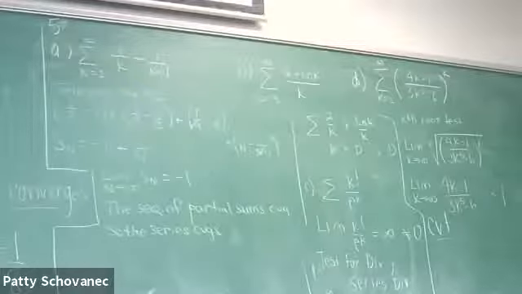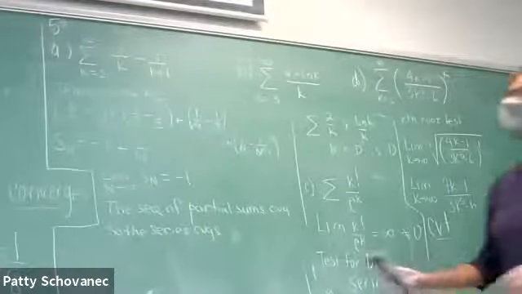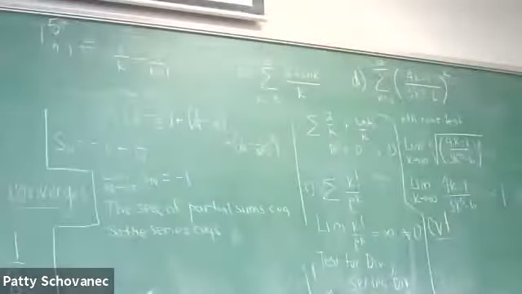Does the given series converge absolutely, converge conditionally, or diverge? Explain completely. As I write this down, I want you to tell me what it means to be absolutely convergent. And what does it mean to be conditionally convergent?